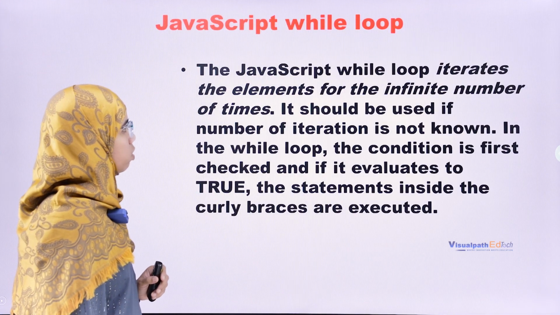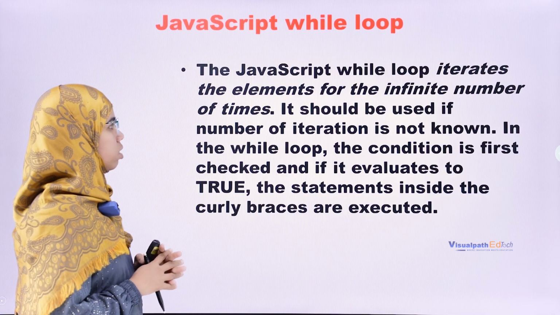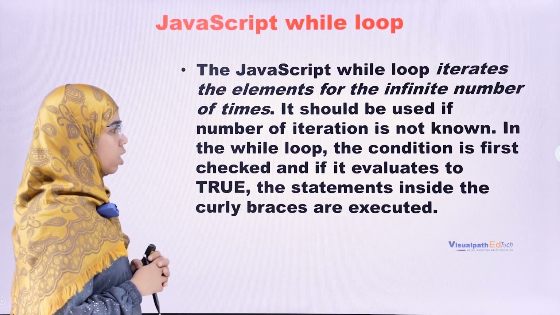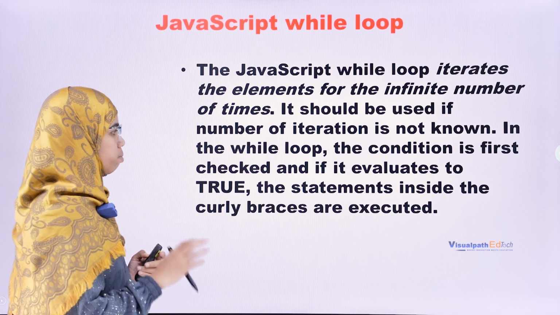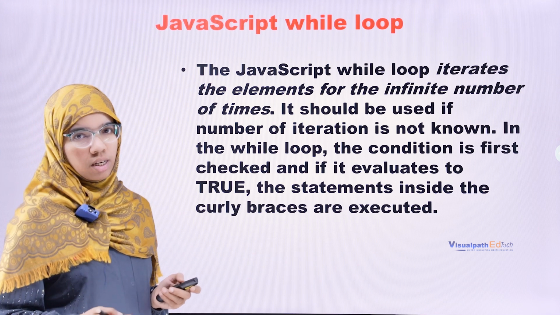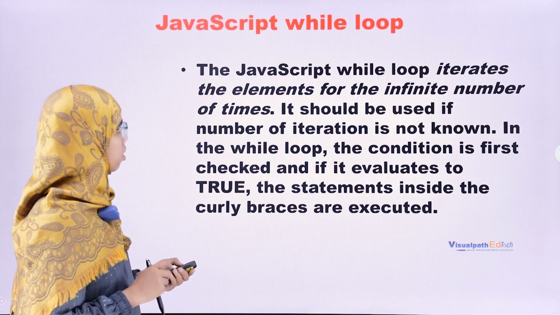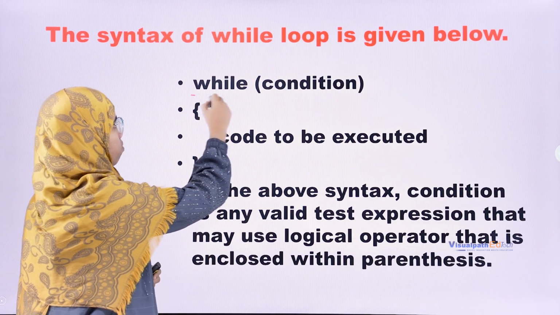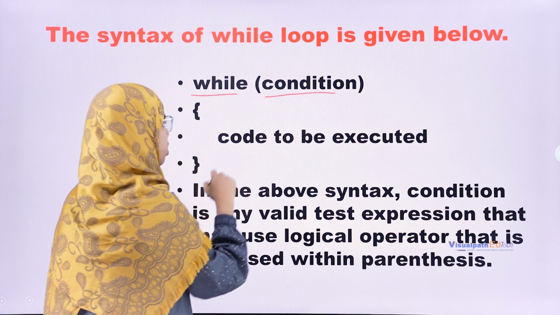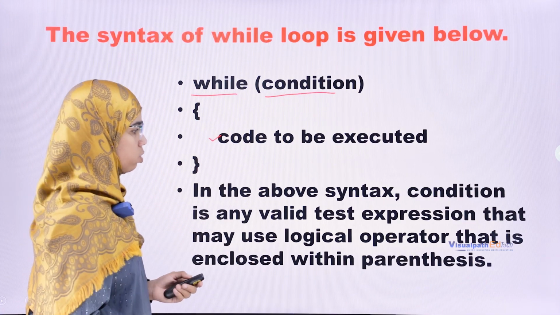Now coming to the while loop, again the process is executed iteratively for so many number of times until the condition has been met. But in the while loop, first we check the condition, then if it is true, only then do we enter the block. You see here, in the while loop, the syntax works as we check the condition first. If it is true, only then we enter the block to execute the code.